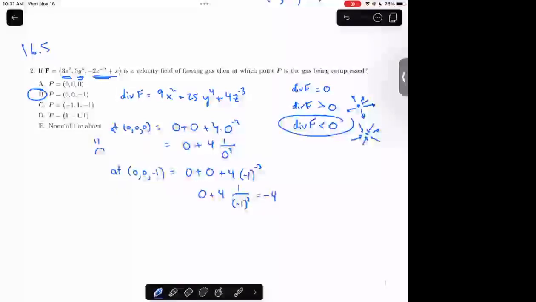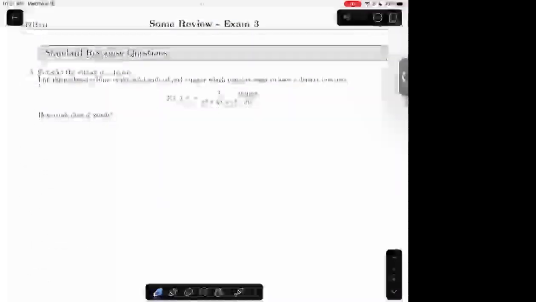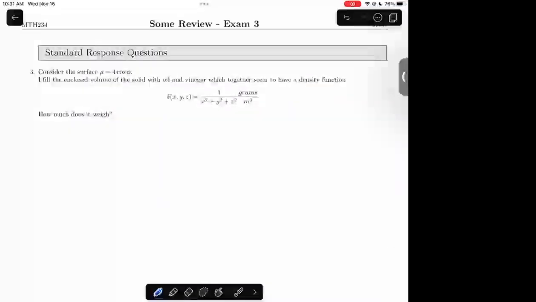All right, well then, why don't we go ahead and move into more standard response style questions. Here's a situation where we have a density function. I fill an enclosed volume of a solid with oil and vinegar, which together seem to have a density function of 1 over x squared plus y squared plus z squared in grams per cubic meter. My question is, how much does the substance weigh overall? It looks like I'm filling this thing that's inside of rho equals 4 cosine phi.